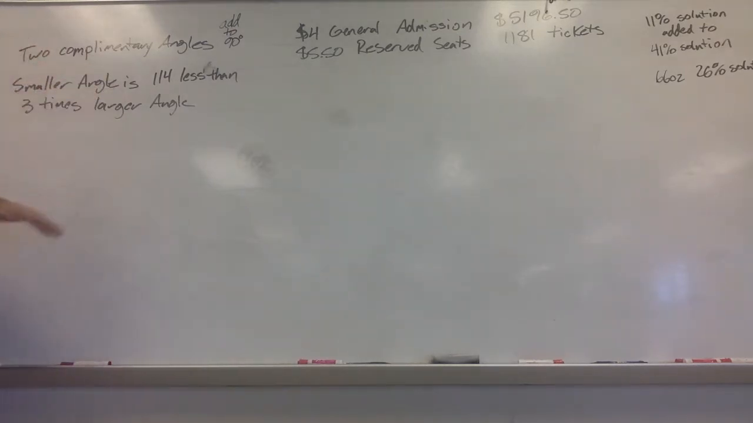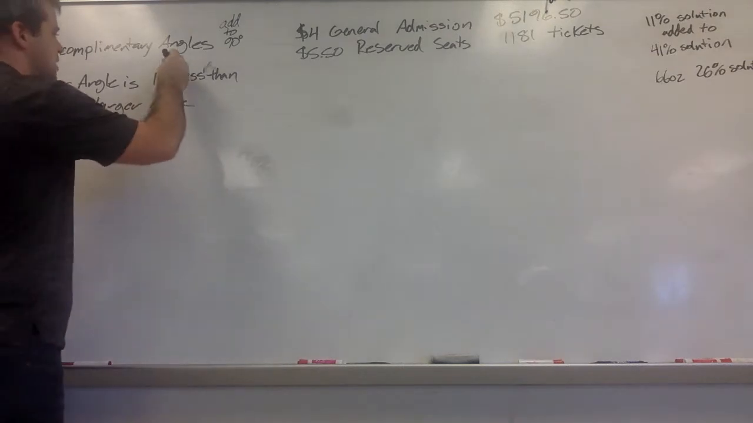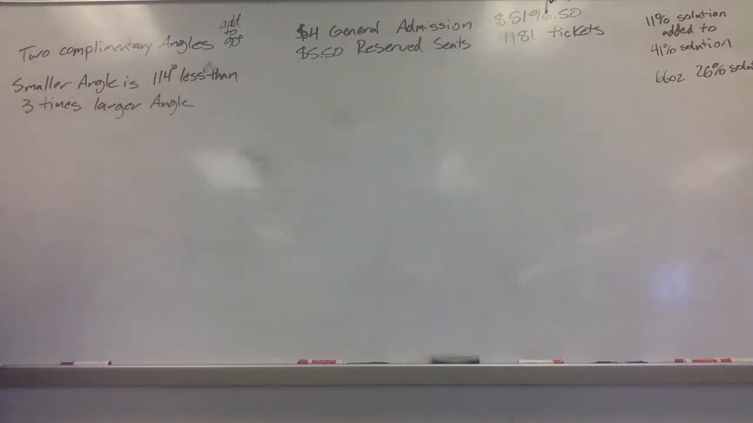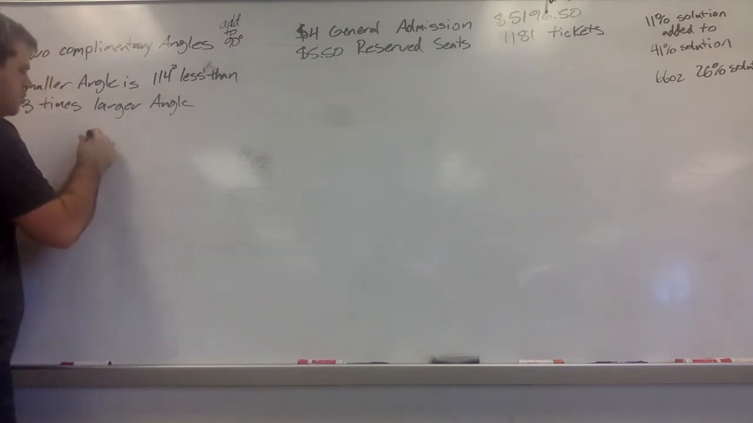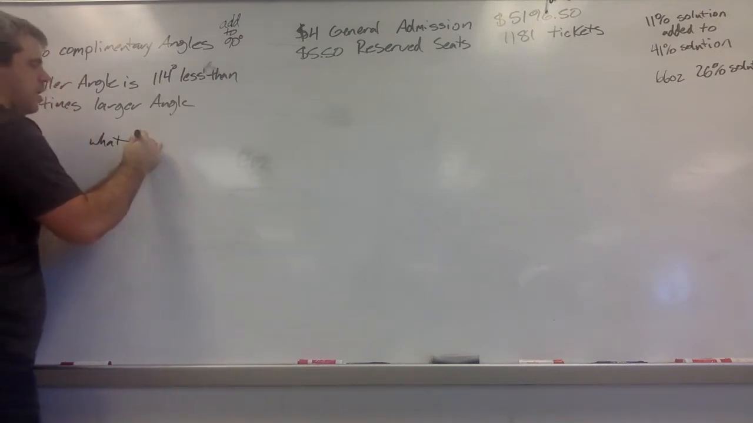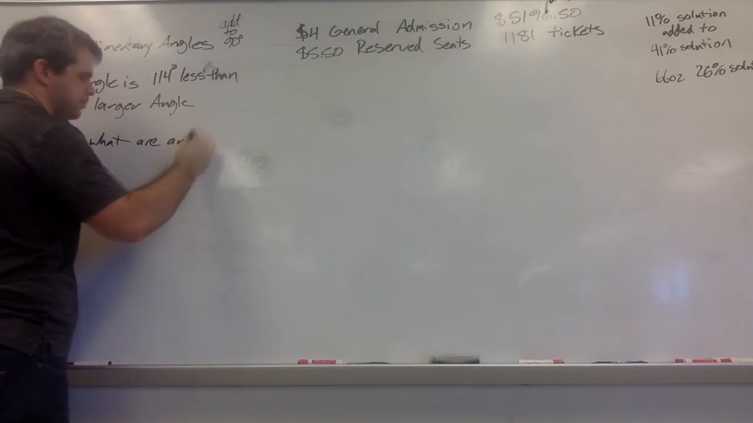Now, what do we know? Well, we know the two angles are complementary. We also know that the smaller angle is 114 degrees less than 3 times the larger angle. I didn't write the question up here. It asks basically, what are my angle measures?